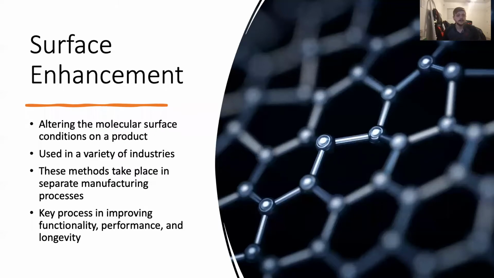And then the next one is surface enhancement. This one has many applications as well, and it mostly involves the altering of the molecular surfaces and conditions of the product. And this is used in so many industries and can take place in separate manufacturing processes. And this is the key process in improving the functionality, performance, and longevity of whatever part you have.